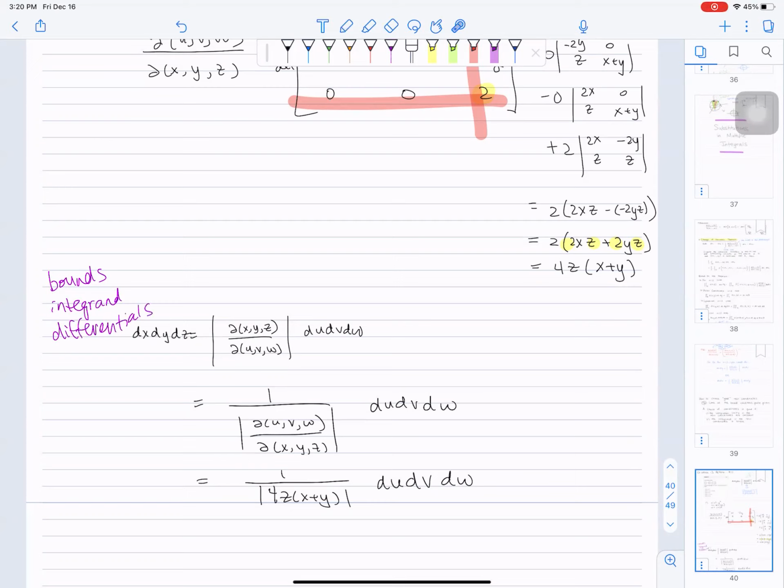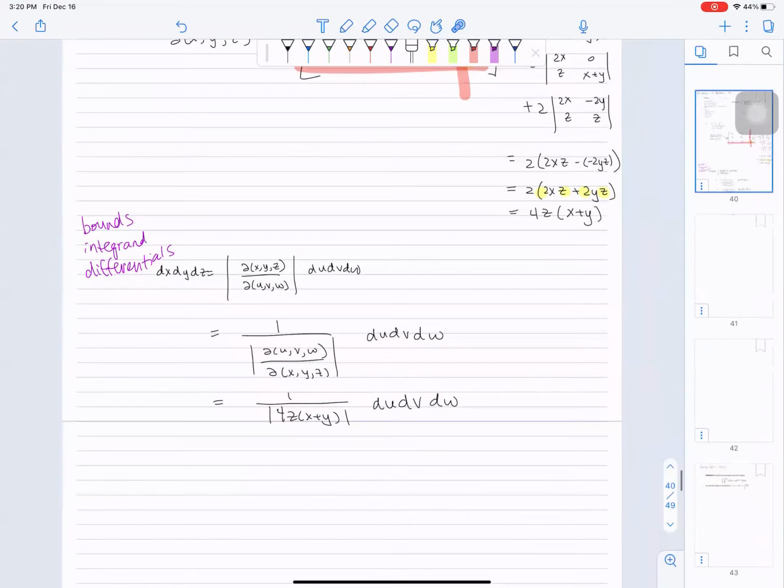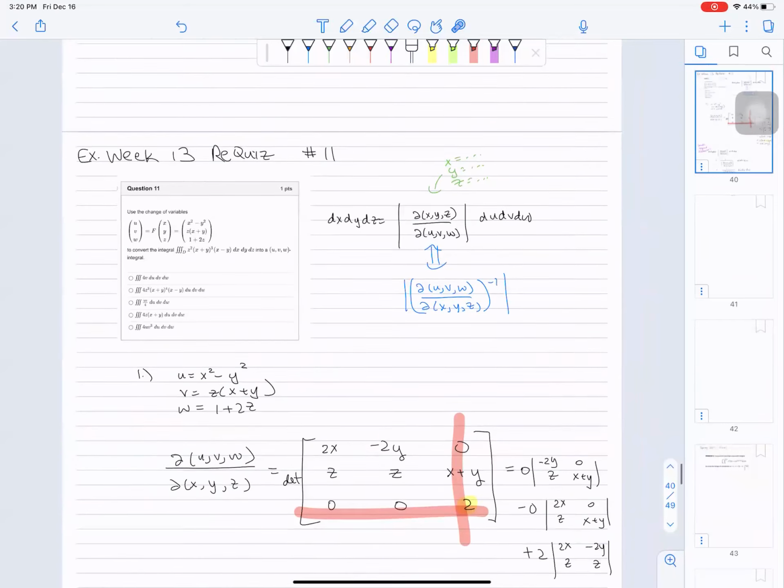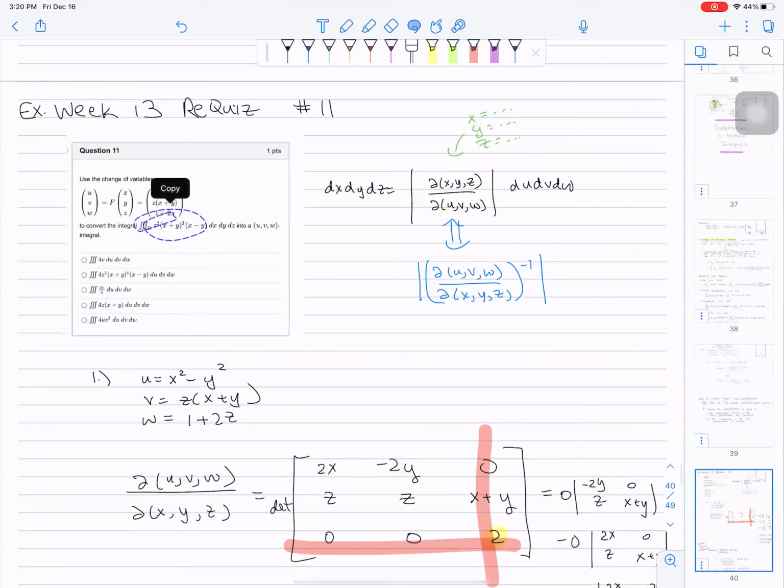Sometimes it works out nicely. I can just look at the bounds, change those. I can just look at the integrand, change those to u, v's, and w's, and change the differentials using this formula. And it works out fine. But other times you might have a problem fixing your integrand.